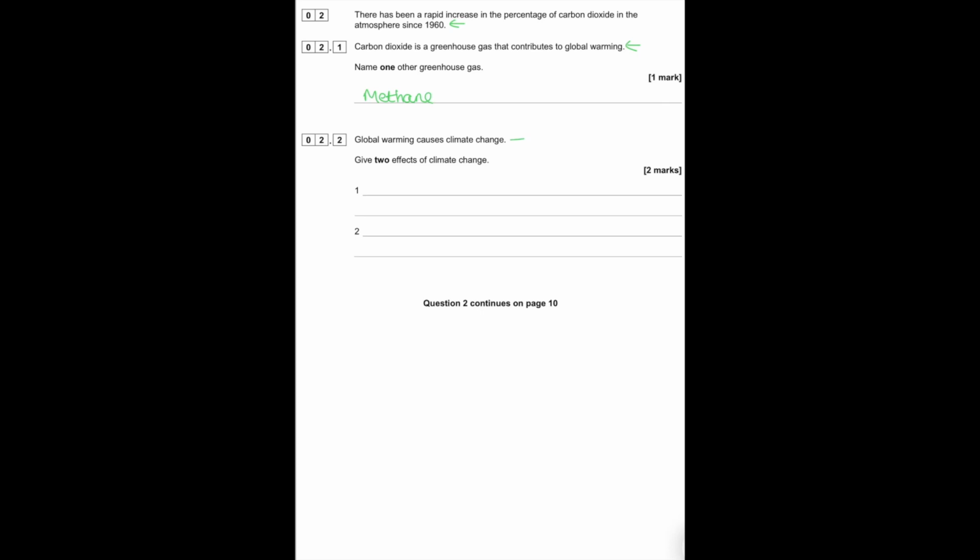Global warming causes climate change, give two effects of climate change. So anything from things like ice caps melting, the sea levels rising, extreme weather conditions, loss of biodiversity, loss of habitats. So any two of those would be correct.